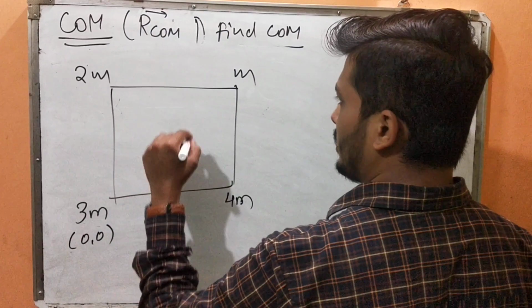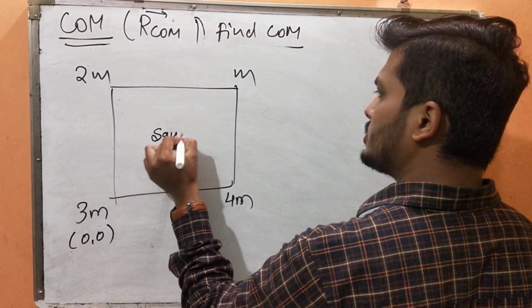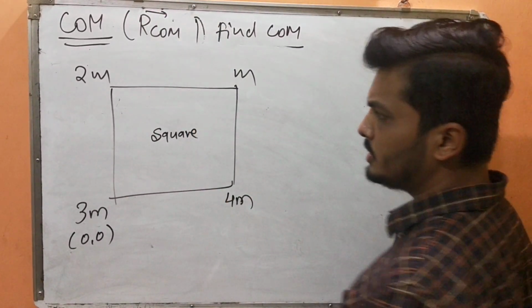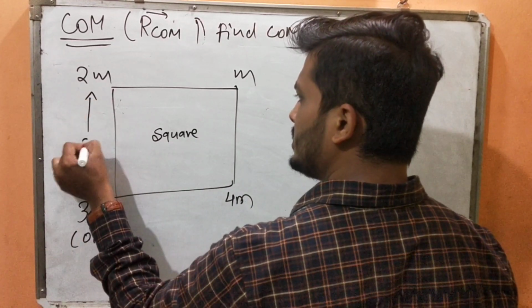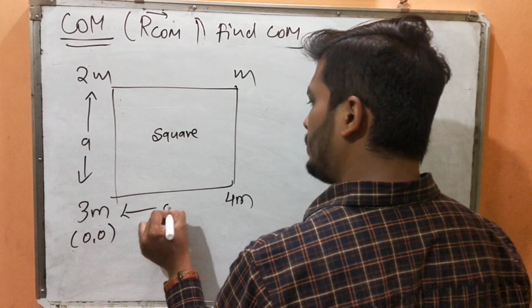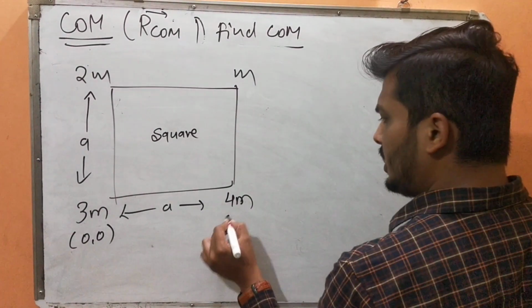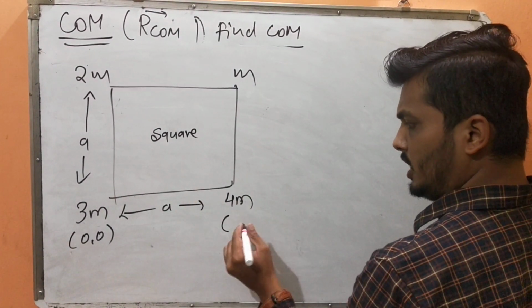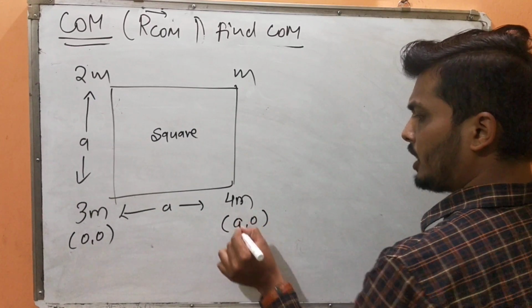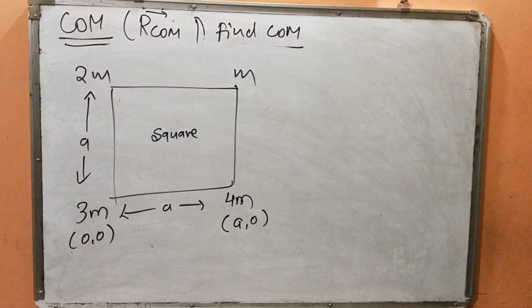And now it is a square. It's a square, okay? So if it's a square, then it will be of equal sides. So if this is A, definitely this also will be A. Side into side. So what will be this coordinate? What will be this coordinate? A, 0. Am I correct? It will be A, 0.